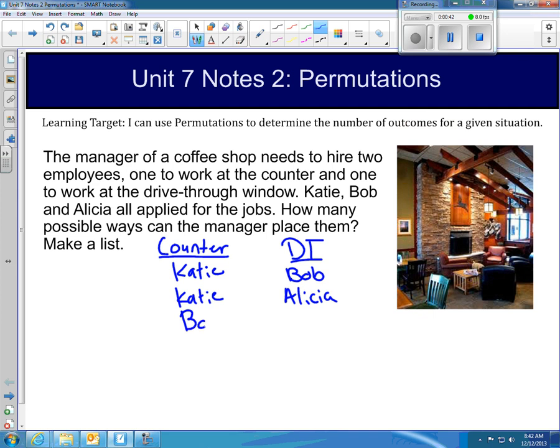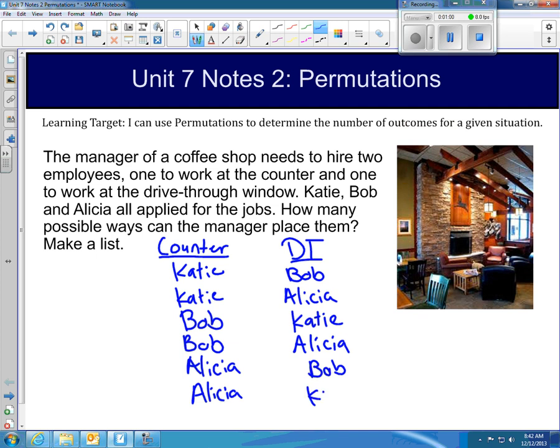We could have Bob working the counter and Katie working the drive-thru. Or Bob working the counter and Alicia working the drive-thru. Or our last options would involve Alicia working at the counter and Bob at the drive-thru. Or Alicia working at the counter and Katie working the drive-thru.